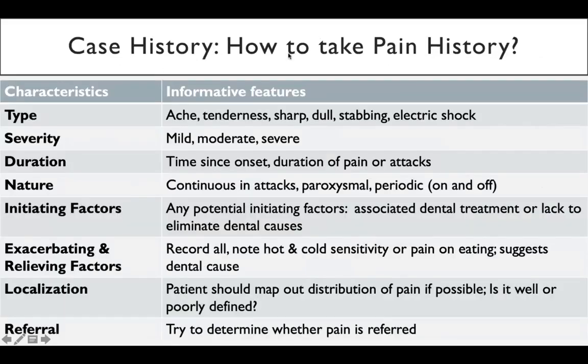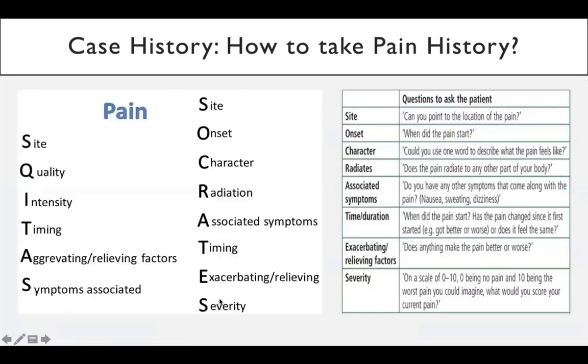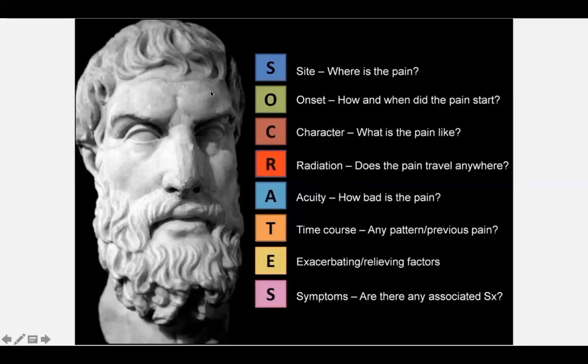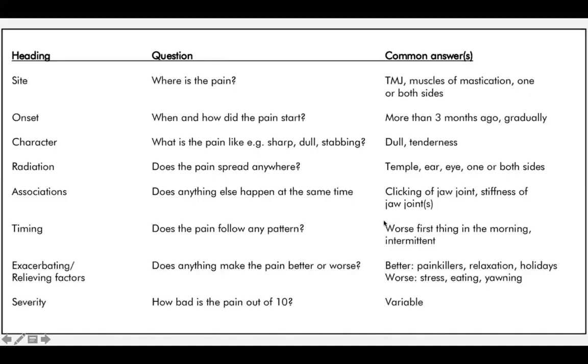And then if there is pain, we have to know how to take history of a patient with pain and what is pain history. For that we had a mnemonic, Socrates. How to remember is by this face, his name is Socrates. And then these are the questions. And then we had this beautiful diagram, or you should say a table, where we know the mnemonic, the heading, what are the related questions to be asked, and what will be the common answers.